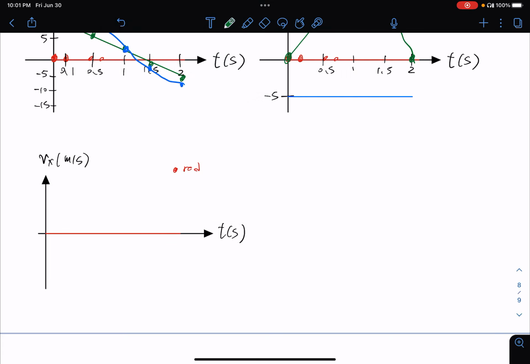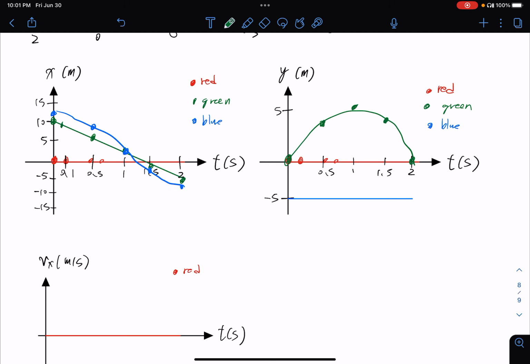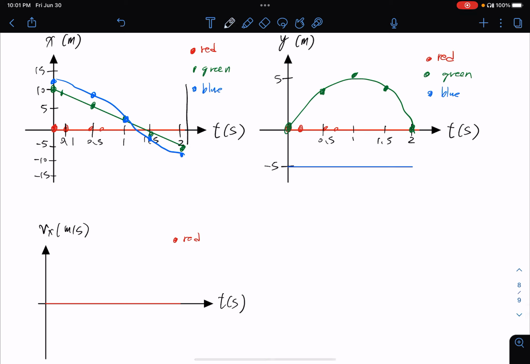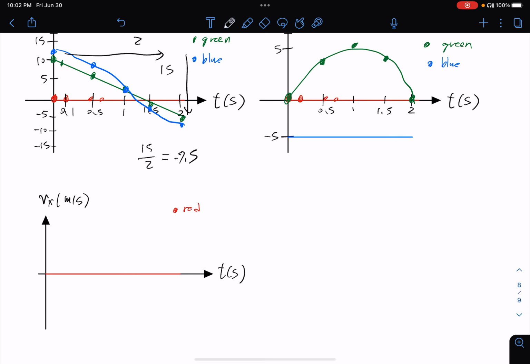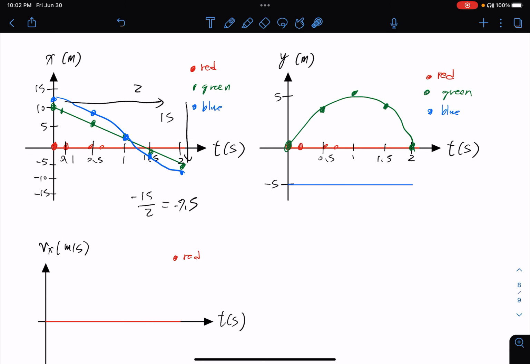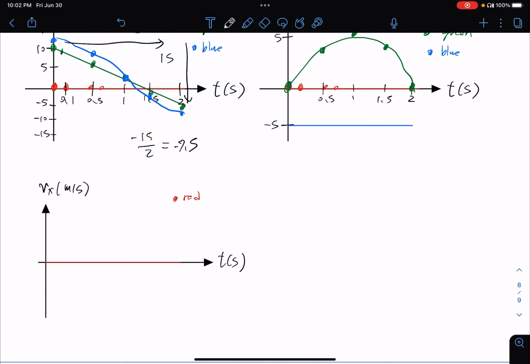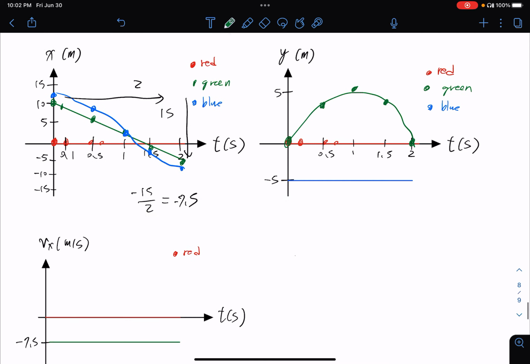For the green dot, it goes from 10 to -5. So this part is 15 but going down, and this is 2. So 15 divided by 2, I get 7.5. That is negative because the x position decreases. It goes to the negative side. So I know for the green dot, the x velocity is -7.5 meters per second, and it looks like constant velocity, so I'll just draw a straight line.